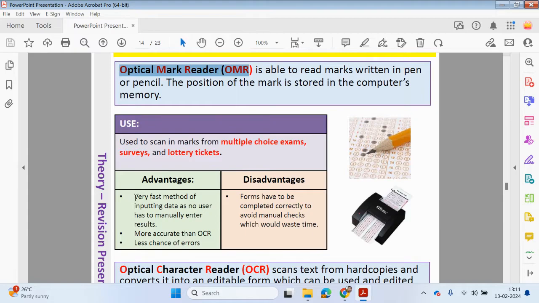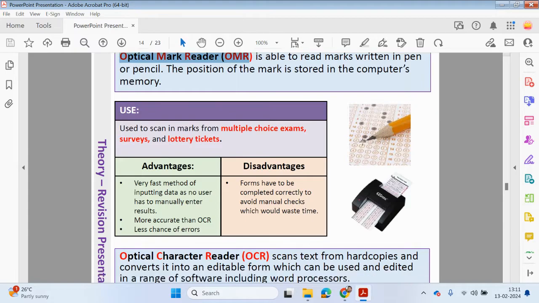Okay, so the advantage of this is it'll scan in the position of each mark to see if you've got the question correct or incorrect. Okay, and then it'll store that data. So let's just focus on the advantages first. It's a very fast method of inputting data as no user has to manually enter the results, more accurate than the optical character reader, which we'll come to, less chance of errors.